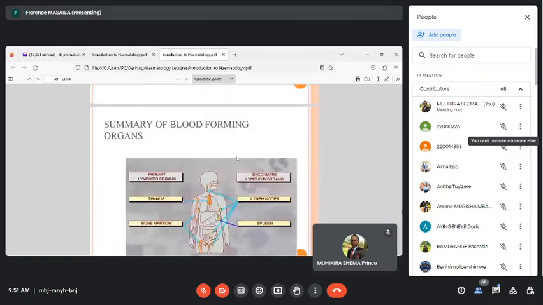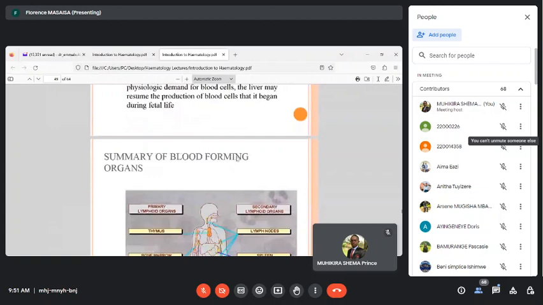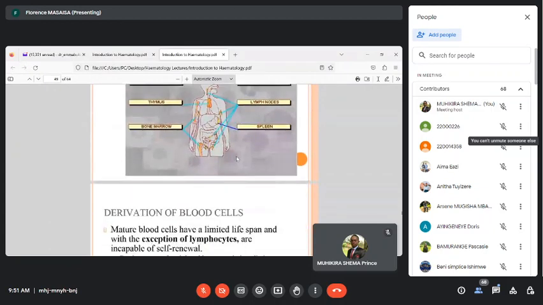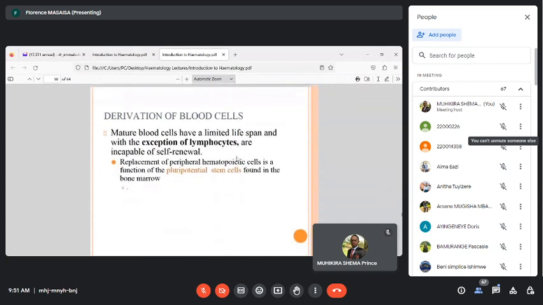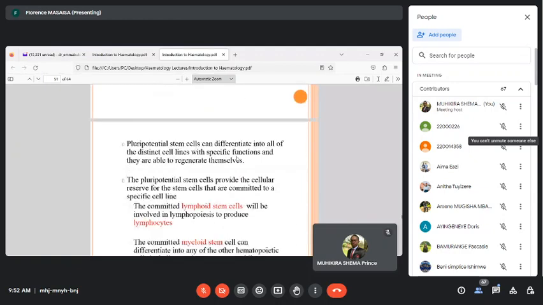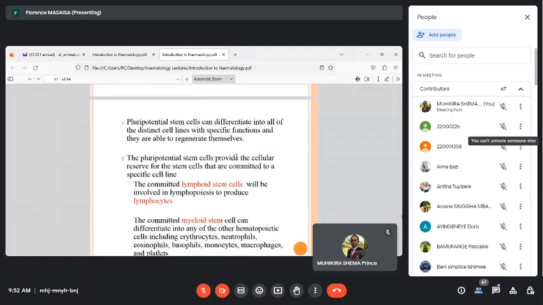So in summary, those are the blood cell forming organs. We have the thymus, the bone marrow, lymph nodes, and the spleen. The mature blood cells have a limited lifespan, and we have seen the mechanism of renewal from the stem cells. In case of need, a signal comes to the bone marrow to initiate cell production, as it's a self-renewal process.